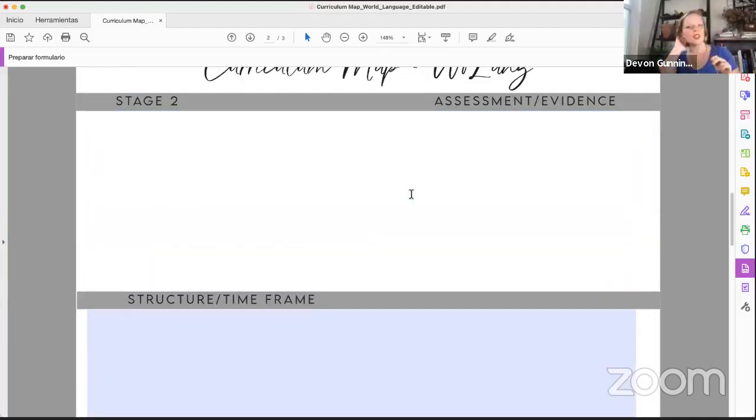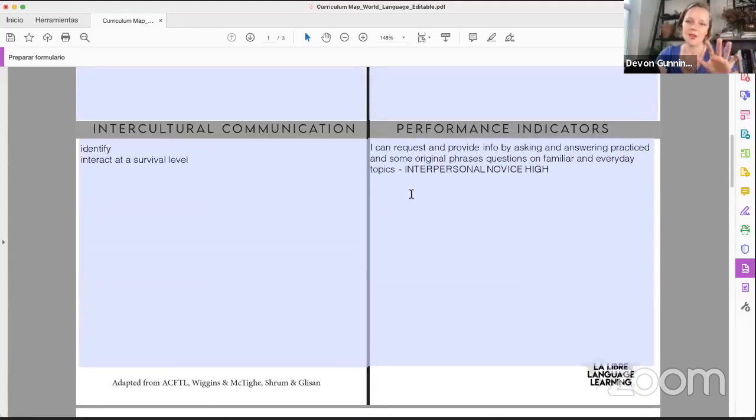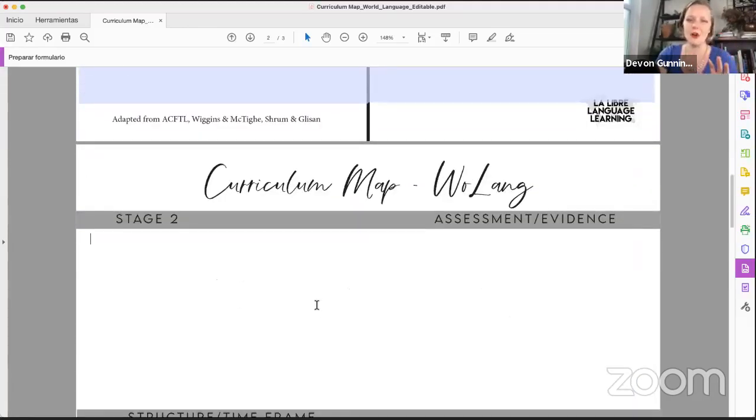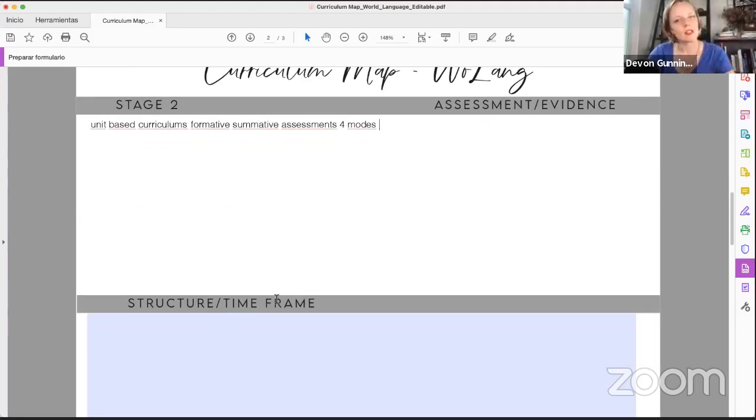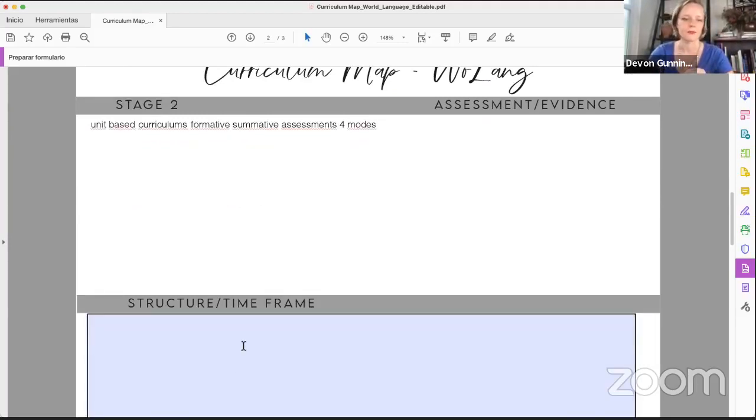Now, this is the part that is really going to be up to you. I wanted to show you this part because this is going to need some guidance, but you know how to do this. This part's up to you. Assessment and evidence is stage 2. How are you doing assessments? In unit-based curriculums, what you usually have is formative and summative assessments on all the 4 modes, depending on where you're at and what your structure looks like. This is going to be highly individual depending on what structure you choose to use. So map out a couple ideas of what's going to look good for your students.